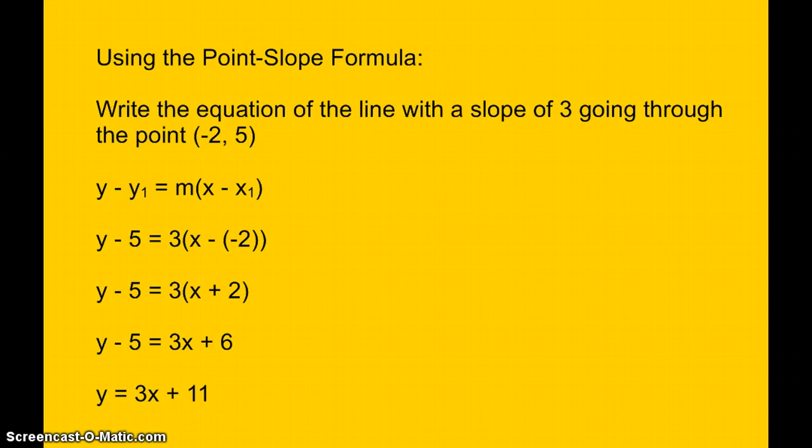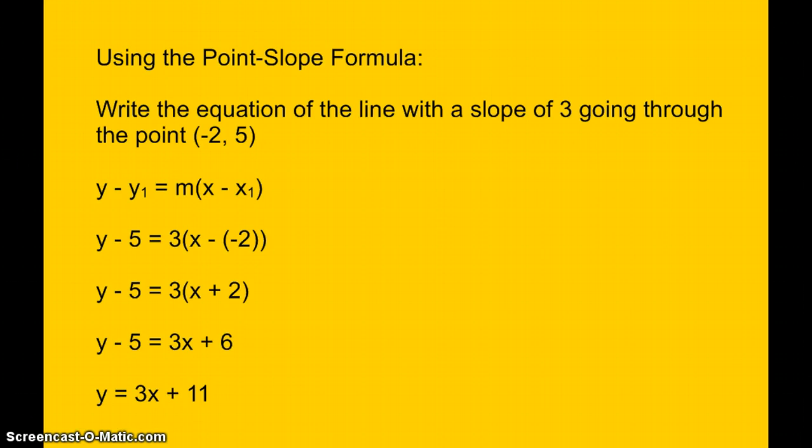When we're using the point-slope formula, we're going to be answering questions such as this. Write the equation of the line with a slope of 3 going through the point (-2, 5). So we're given a point and a slope. Again, it's not just a clever name. The point-slope formula is pretty direct. You're given a point, you're given a slope, come up with the equation of the line. So in order to do that, we look at our formula.